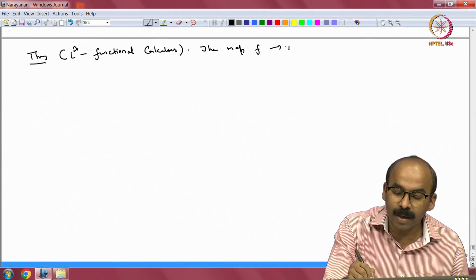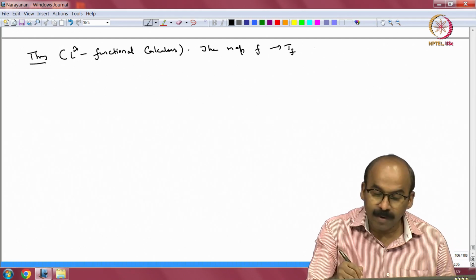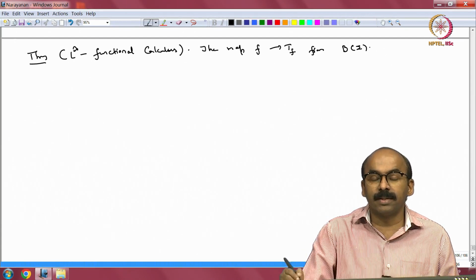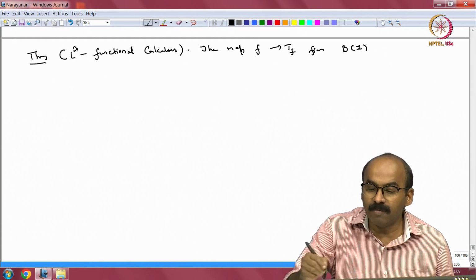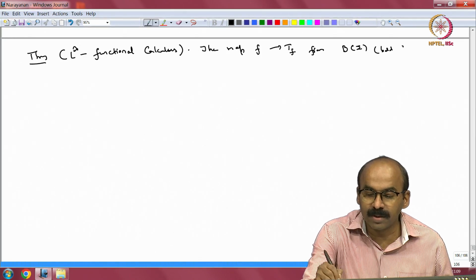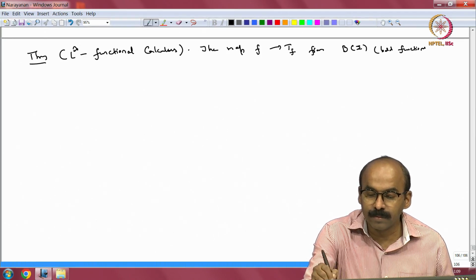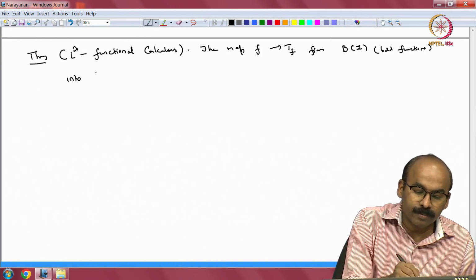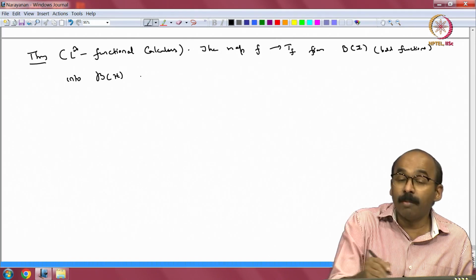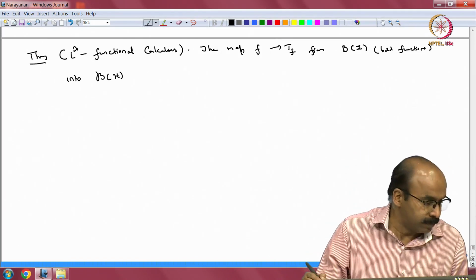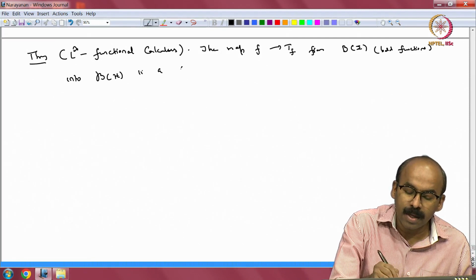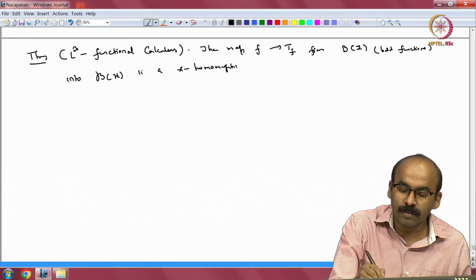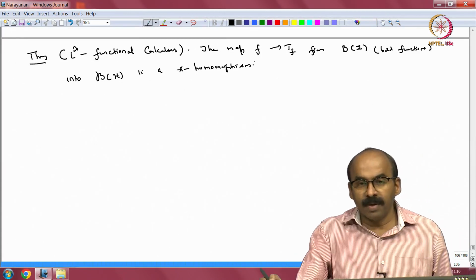So, the map f going to T sub f, okay, from, now we have gone to a bigger space, that is B sigma, which is the bounded functions, right. So, bounded functions on sigma. So, from B sigma into script B H, that is all bounded operators on the Hilbert space H, is a star homomorphism, okay. We can say more things.